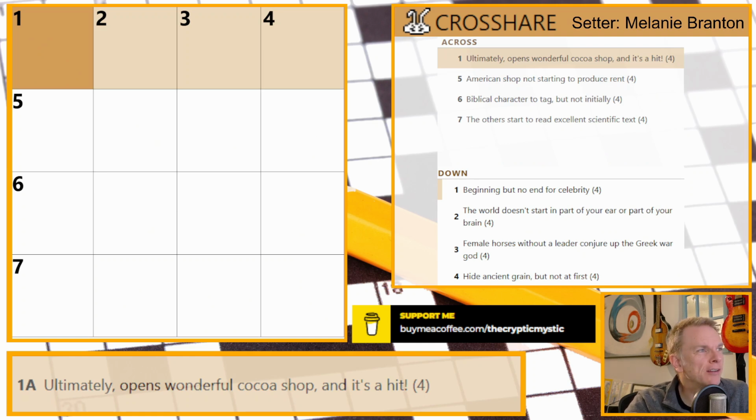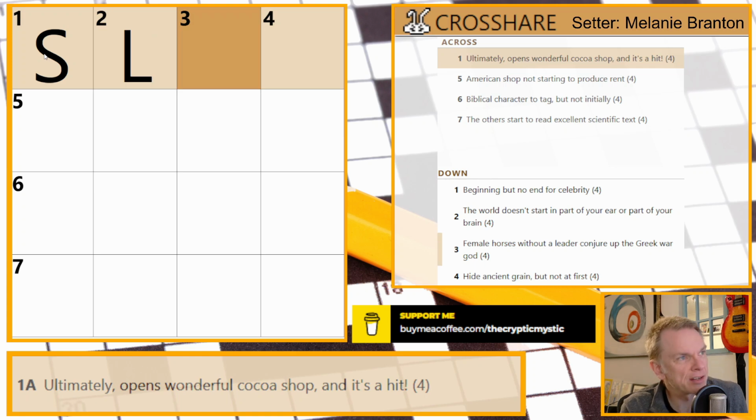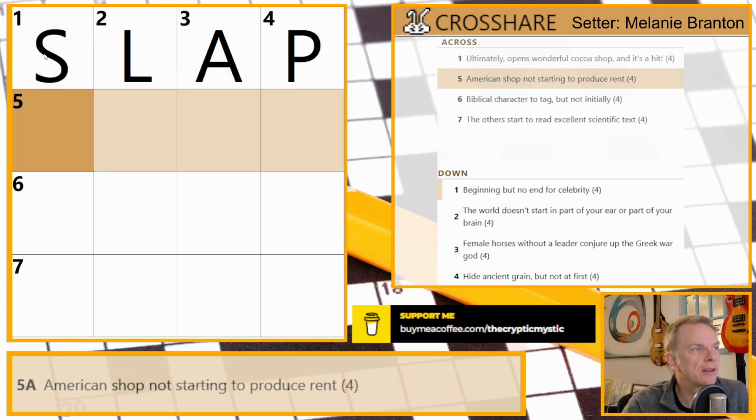Right, let's start again. One across. Ultimately opens wonderful cocoa shop, and it's a hit. What do you think's happening? What word is it? Yes, it's ultimately, isn't it? So we're looking at the last letter of opens wonderful cocoa shop, and that gives us slap, which means hit. You see the definitions at the end there? Nice.